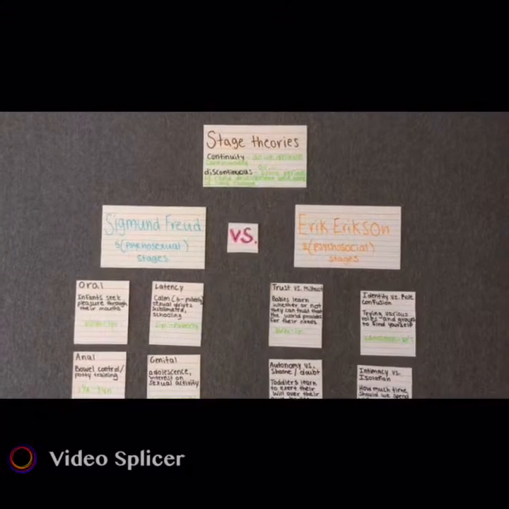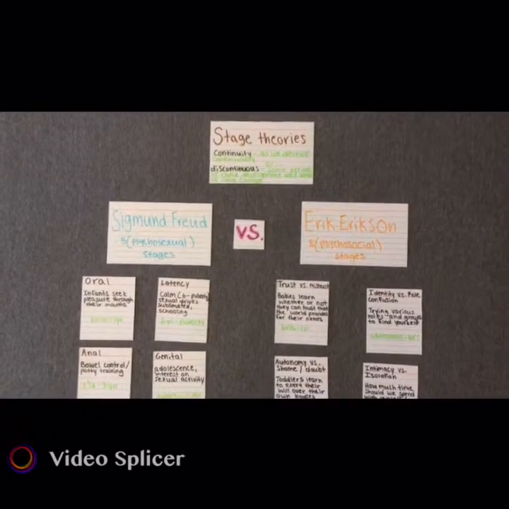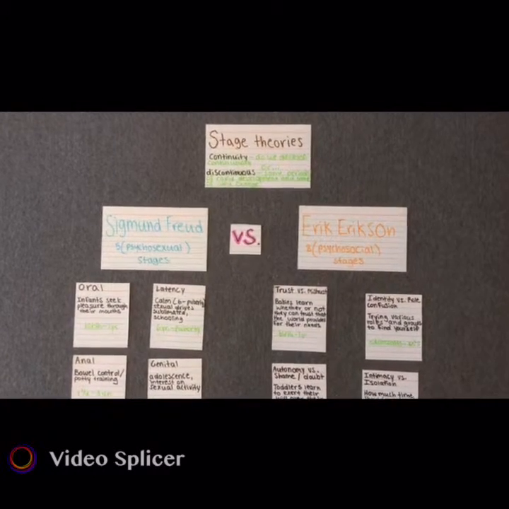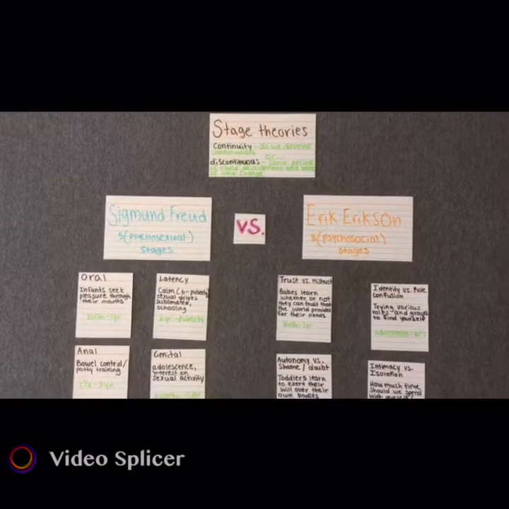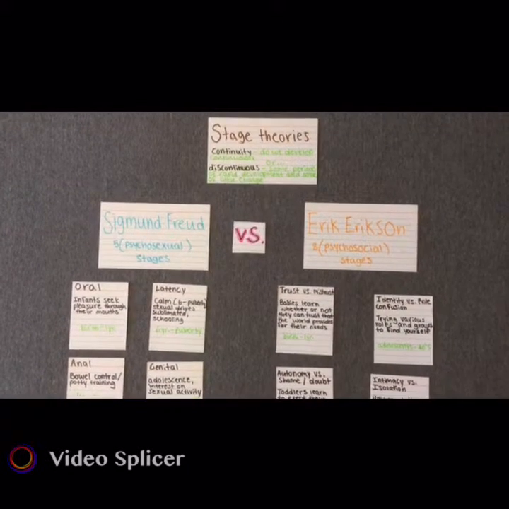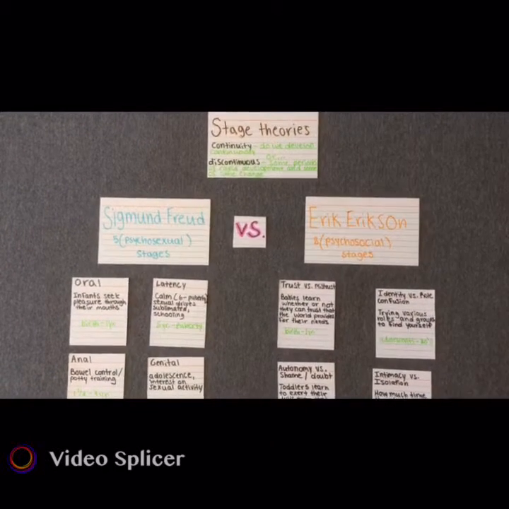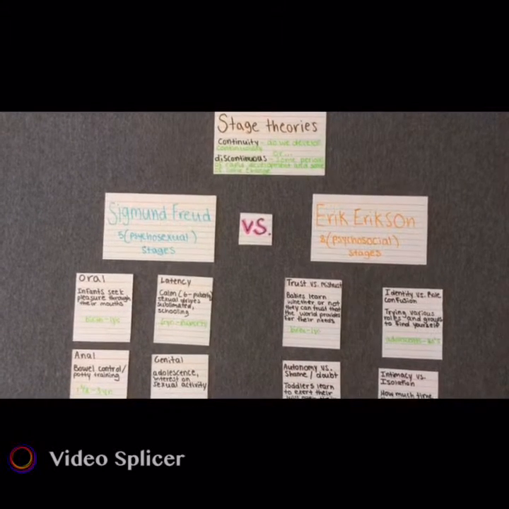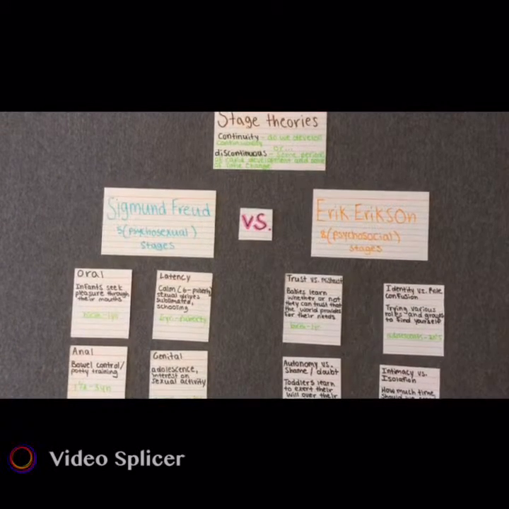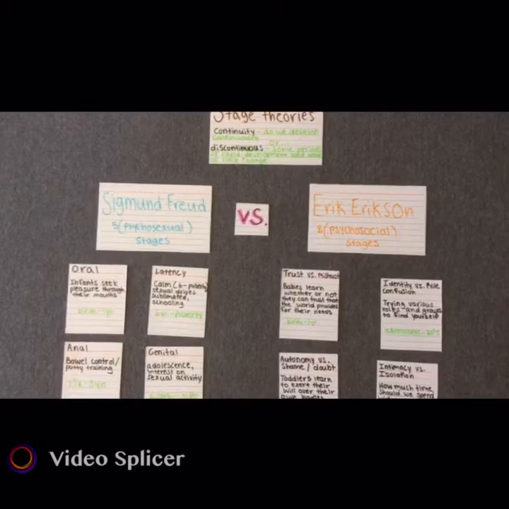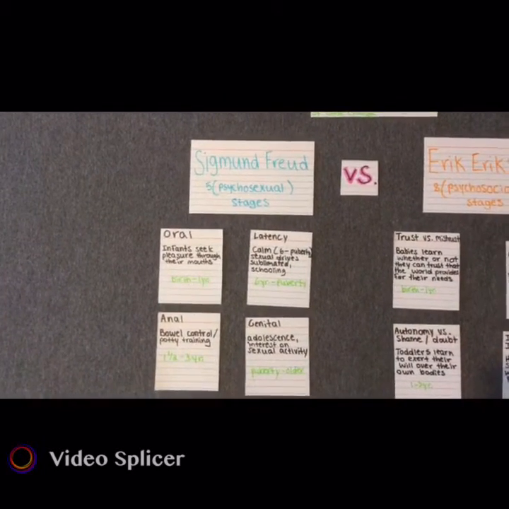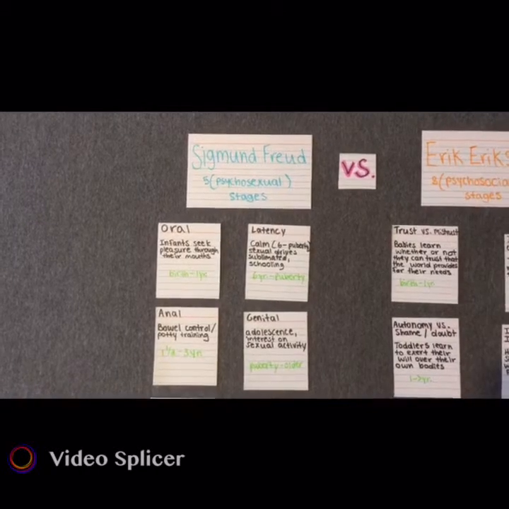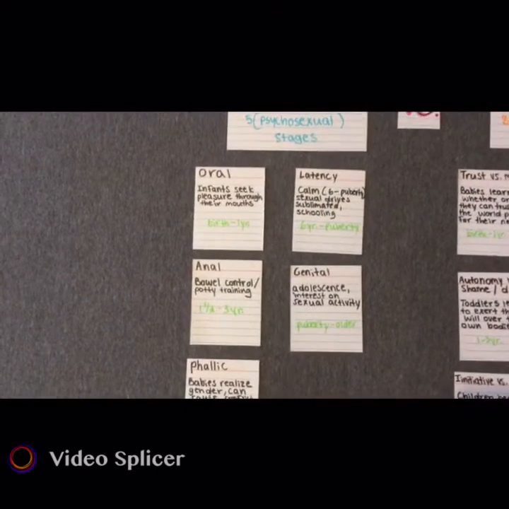Okay, next for developmental psychology are the stage theories. And the argument in this is continuity or discontinuity. So continuity, do we develop continuously or discontinuously? Do we have some periods of rapid development and some of little change? Well, Sigmund Freud has the psychosexual stages. There's 5 of them. First is oral.